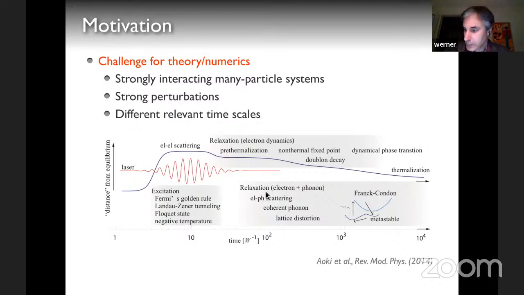And what I want to discuss today is the dynamical mean field formalism, which is one of the promising schemes for these types of problems. And this scheme allows us to at least go relatively far in this diagram and describe various stages in this excitation and relaxation dynamics.